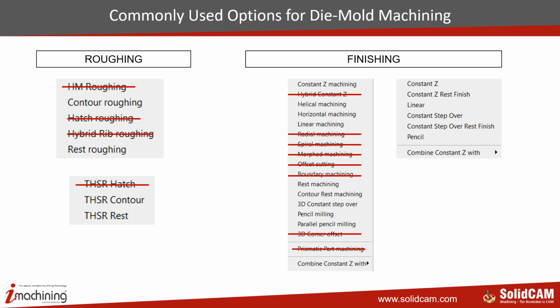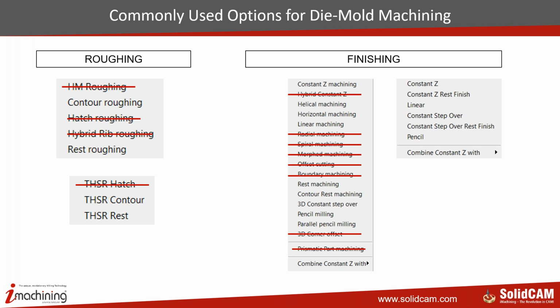Then in finishing, I have seen 99% of the times constant Z machining, helical machining, horizontal machining, linear machining, rest machining, 3D constant step over, pencil milling, parallel pencil, and then the combination strategies. These strategies or these kinds of machining constitute almost 99% of the strategies used worldwide to machine any mold and die. Everything else belongs to that 1% where the user would like to machine certain areas in a way he thinks represents the surface much better. In that case, only the other options are used. Otherwise, you can see that this will cover any kind of a die, any kind of a mold, or any kind of a pattern.